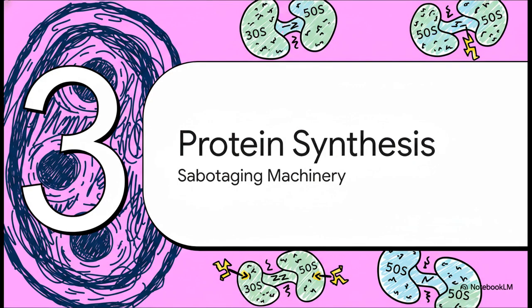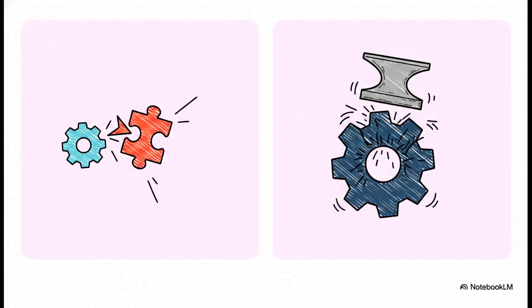Okay, part 3, halting protein synthesis, sabotaging the machinery. Here's the deal. If the bacteria can't synthesize proteins, they simply can't survive, multiply, or cause any damage. But bacterial ribosomes have 2 distinct subunits, the 30S and the 50S. And trust me, your examiners fully expect you to know exactly which drug hits which subunit.